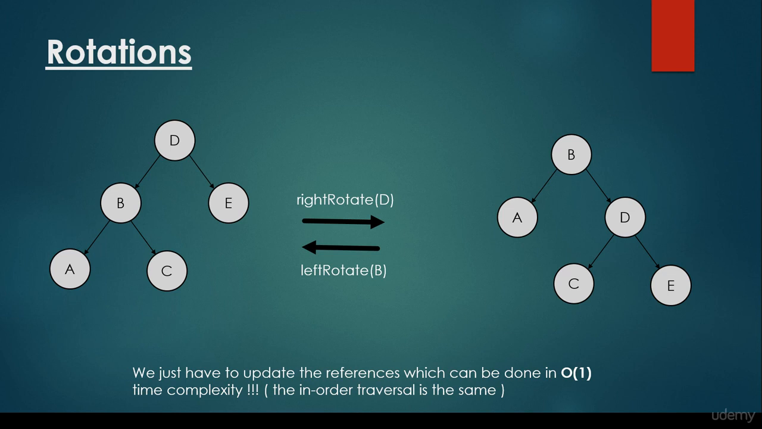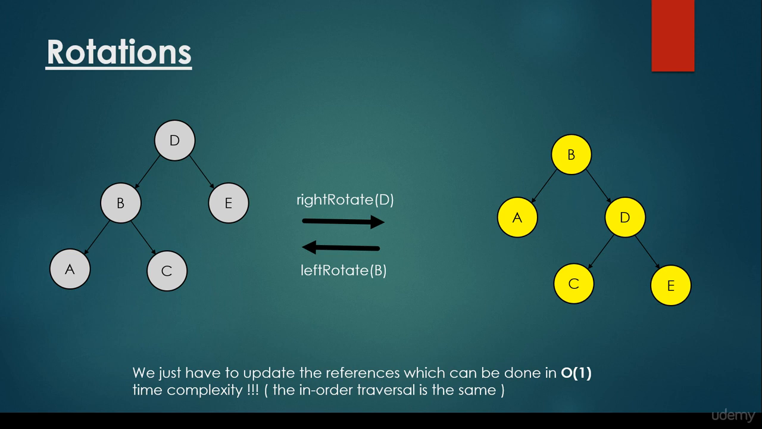And it's very important that the in-order traversal is going to be the same. What's the in-order traversal for the left subtree? It's going to be A, B, C, D, E. What's going to be the in-order traversal in the right subtree? It's going to be A, B, C, D, and E. So that's why these rotations are very handy.